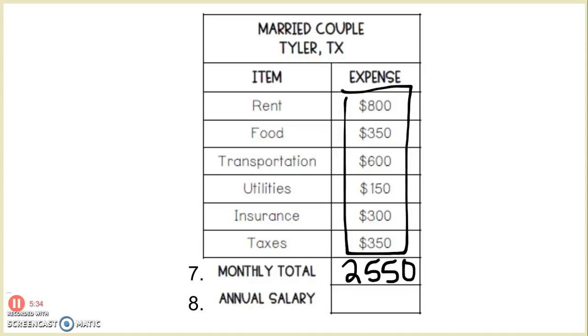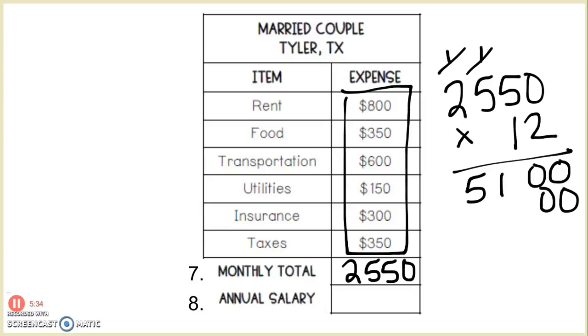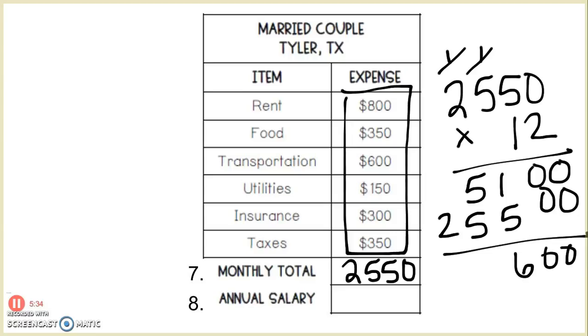Now I need to figure out my annual salary. How am I going to figure out my annual salary if I have my monthly income? I'm going to multiply my monthly income by 12. So I need to multiply 2,550 times 12, 2 times 0, 2 times 5, 2 times 5 plus 1, 2 times 2 plus 1. Go ahead and add our placeholder. 1 times 0, 1 times 5, 1 times 5, and 1 times 2. Add those up. And your annual salary should be $30,600.